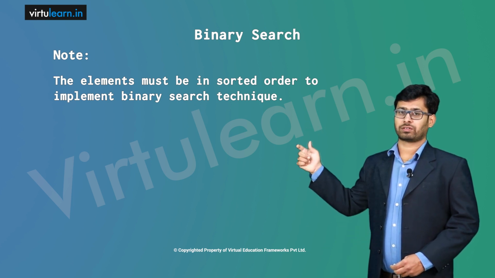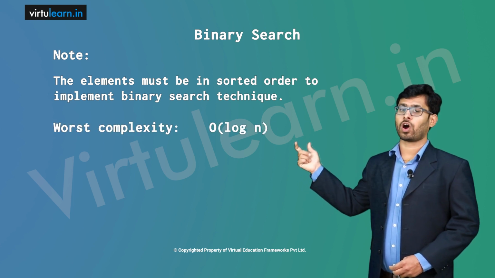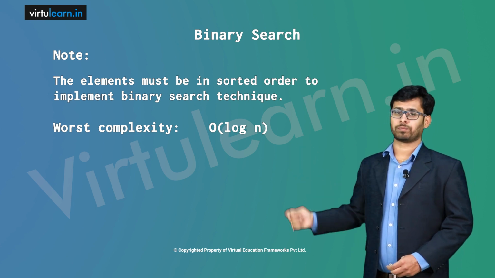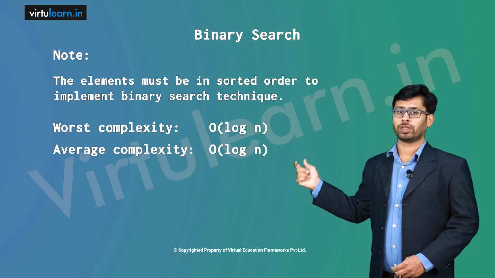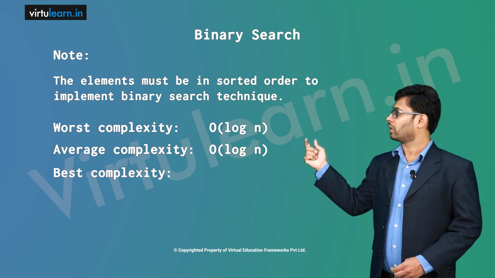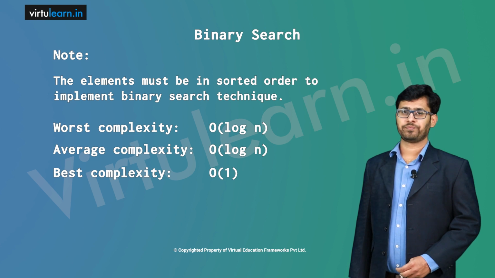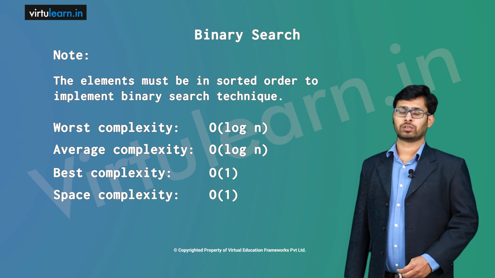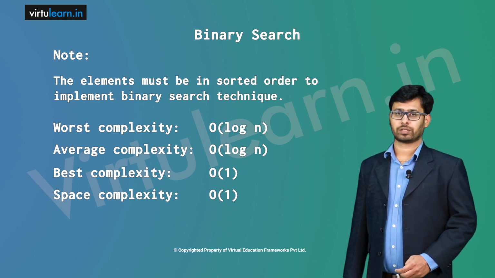The complexities: the worst complexity is order of log n. Average complexity is order of log n. The best complexity of binary search is order of 1. The space complexity is order of 1. So this is about the binary search technique.